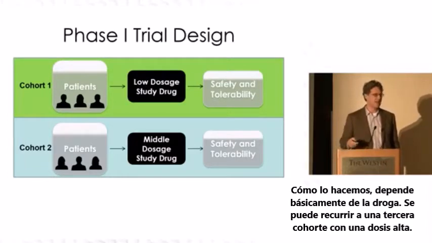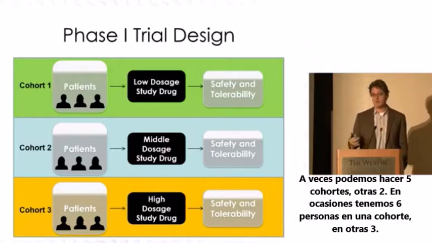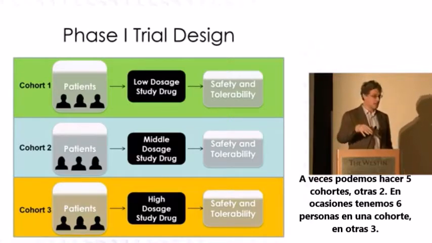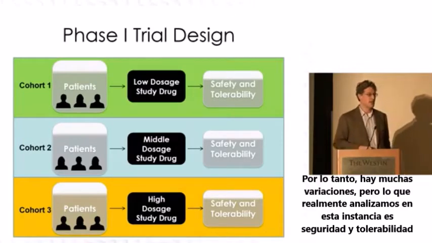And how we do that depends very much on the drug. And we might go to a third cohort at high dosage. Now, sometimes there are 5 cohorts, and sometimes there are only 2. Sometimes you have 6 people in a cohort, and sometimes only 3. So there is variation here. But really what we're looking at is safety and tolerability.